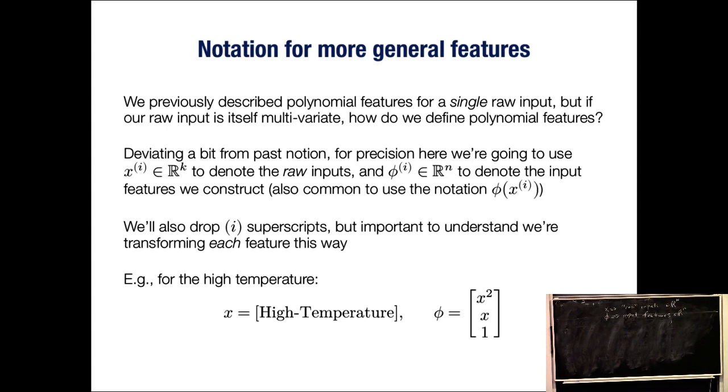So for example, in our high temperature setting so far, our raw input, x, was just the high temperature. In fact, just that thing, not the constant term, because that's the only actual input we have to our data. And so k is going to be equal to 1 in that case, right? If we now make a set of quadratic features, n would be equal to 3, because we have the squared term, the linear term, and the constant term, right? So just basic definitions, but that's the definitions I'm going to be using.